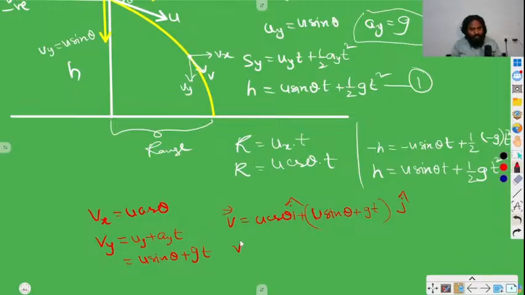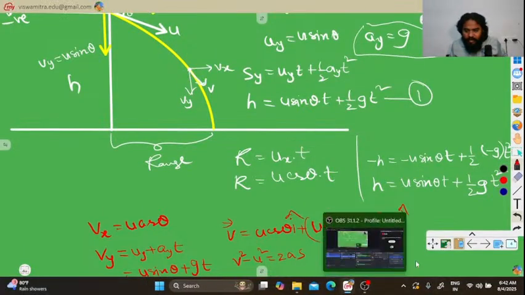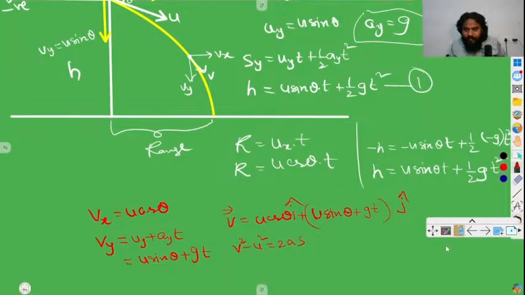Or else, one more equation, if you don't know time: v square minus u square is equal to 2as. So vy square is equal to uy square plus 2ay into sy. Not only for this, even for the final velocity with which it strikes the ground, you can directly use the same formula.